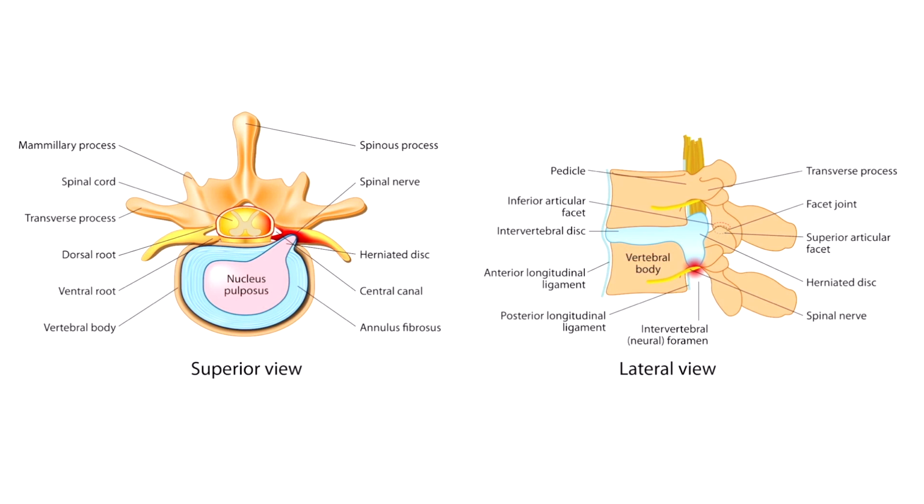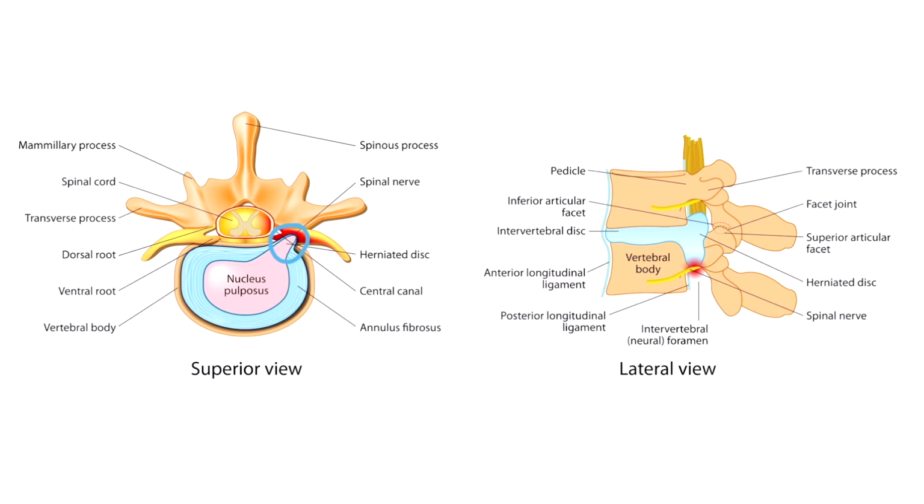In the image on the left, we see a superior view of the vertebrae, spinal cord, and intervertebral disc. The intervertebral disc is made up of two layers. The annulus fibrosus is the strong outer layer of the disc, while the nucleus pulposus is a jelly-like inner layer of the disc. A herniated disc involves a tear in the annulus fibrosus and subsequent leakage of the nucleus pulposus.